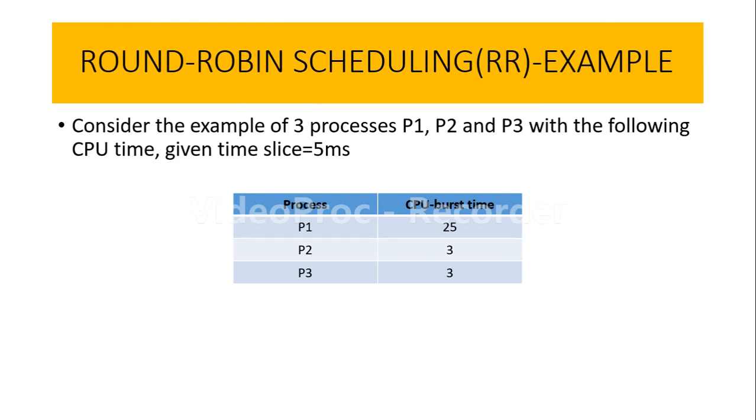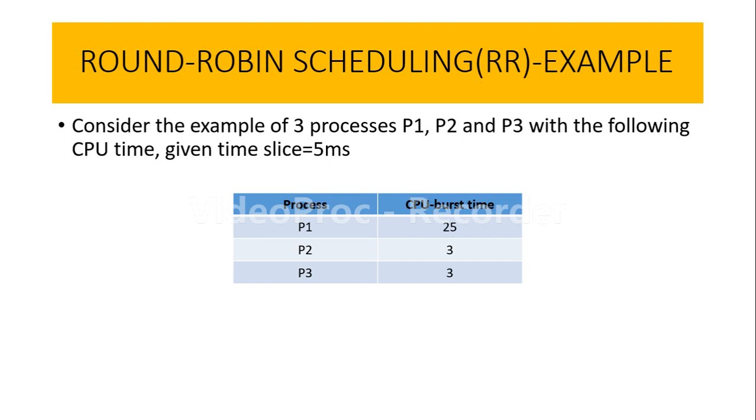Now let us see an example of round robin scheduling. Here I am considering three processes, P1, P2 and P3, along with their CPU burst times. I am going to give the time slice as 5 milliseconds. This is the assumed time slice.